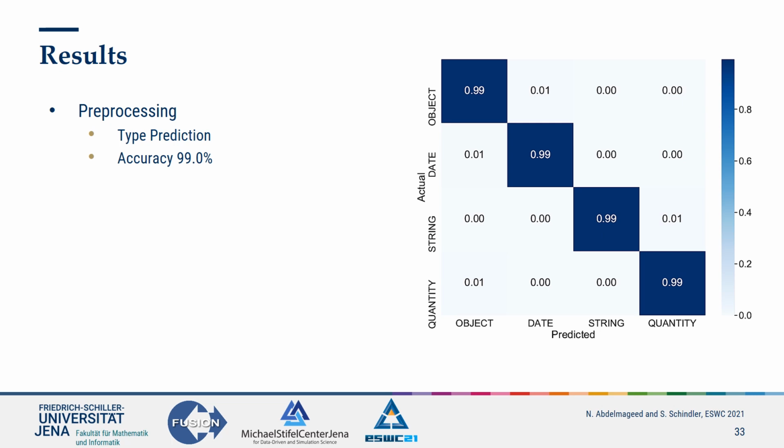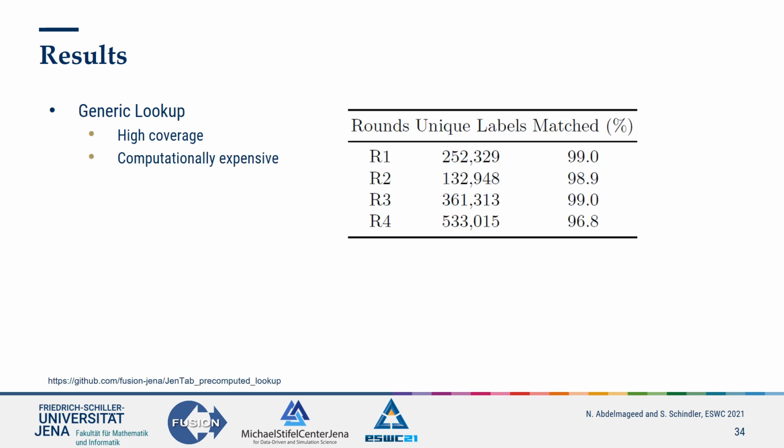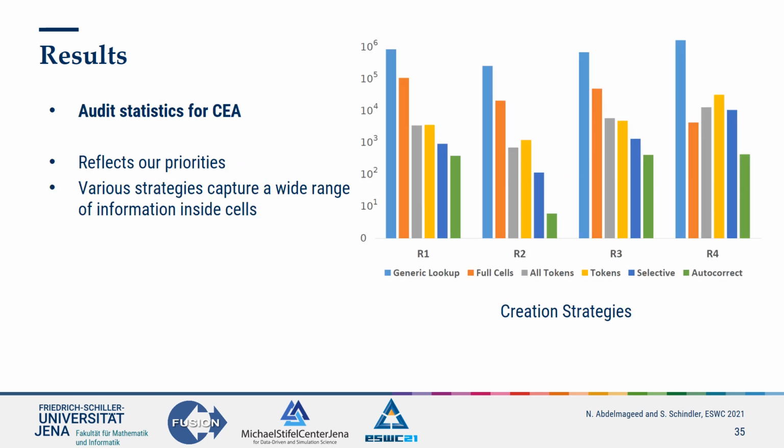Our results for the individual components of the system are as follows. For the type prediction, we achieved a 99% accuracy with this confusion matrix. For the pre-computed lookup, we achieved a high coverage near 99% for the first 3 rounds and around 97% for the last round. Since we have various strategies in the CFS pattern phases, we have computed the effectiveness of these methods in terms of the audit statistics.